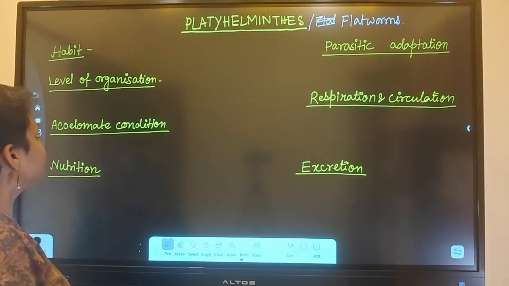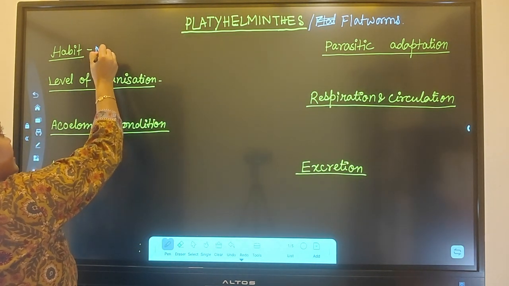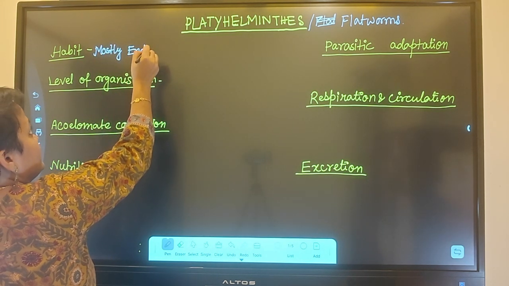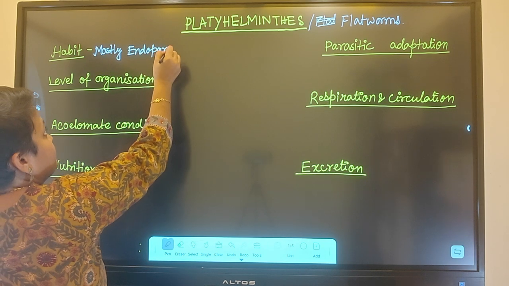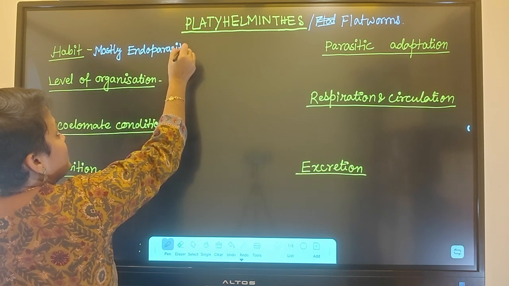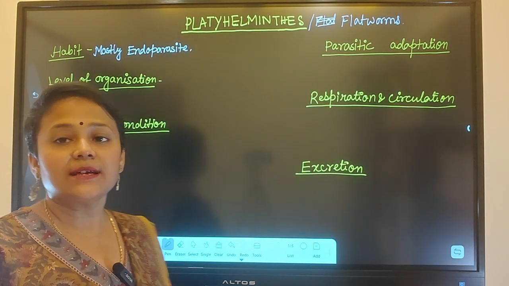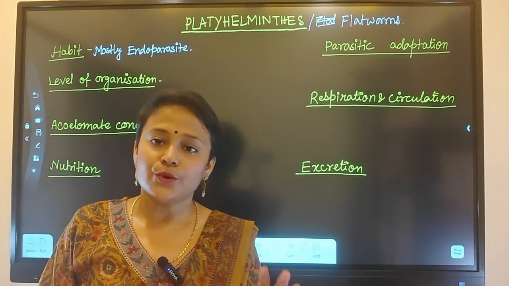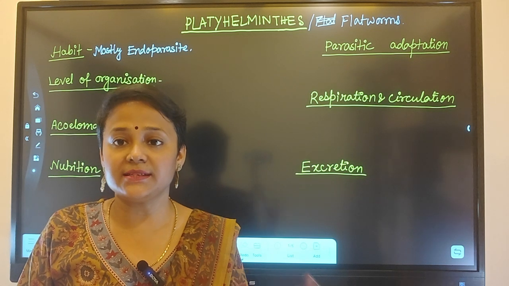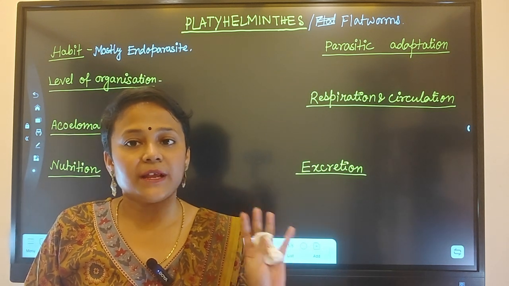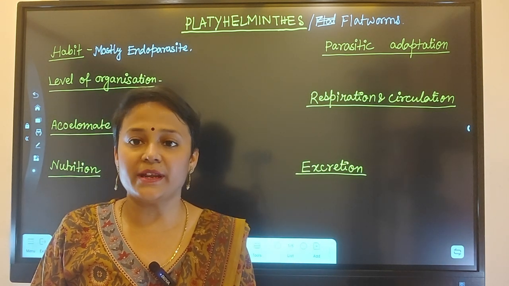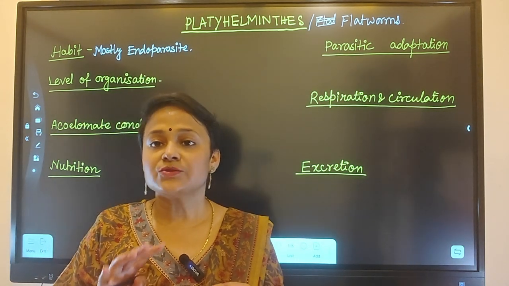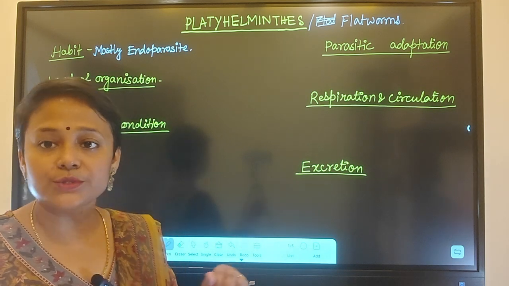Coming to habit, mostly they are endoparasites. What does it mean? Endoparasite means they are staying inside the body. There are some parasites who are staying outside the body, like leech and lice. But here, platyhelminthes are mostly endoparasites. They will stay in the gut or in the blood. So they are endoparasites, but mostly.